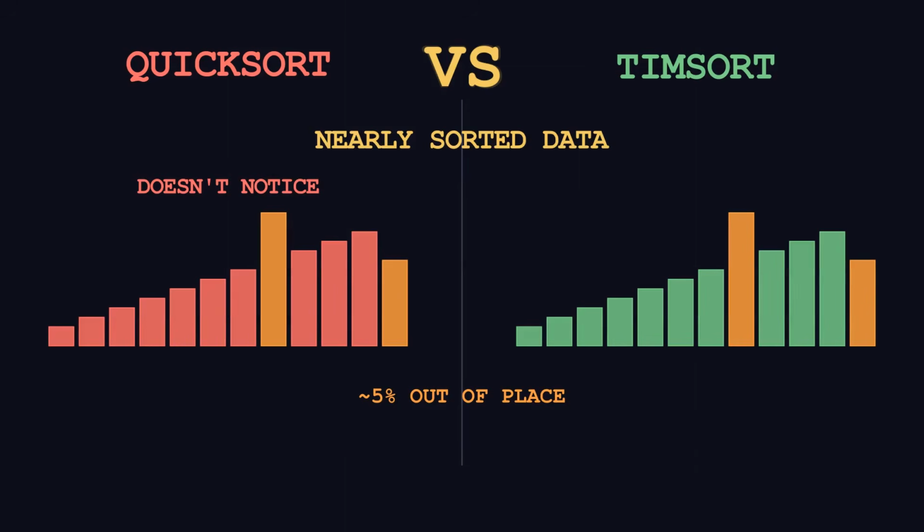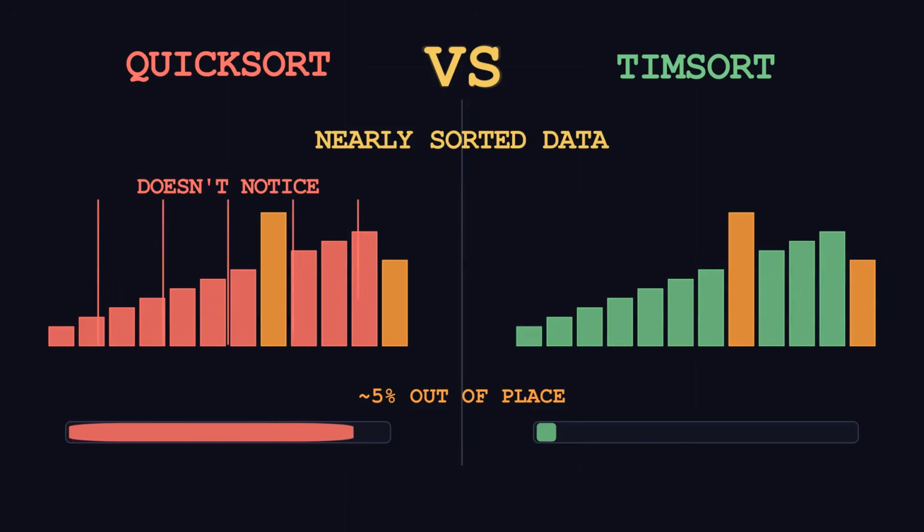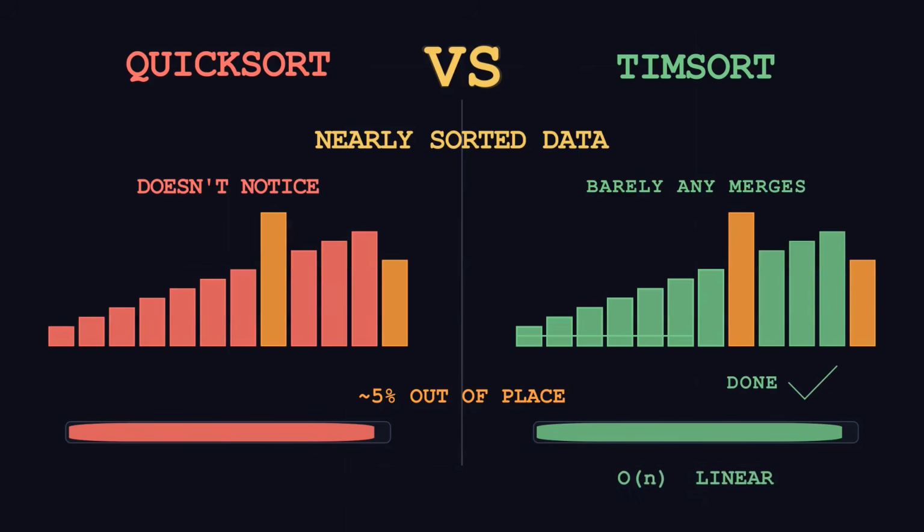Quicksort doesn't notice. It still does the full n log n work, partitioning and recursing through the entire array. Timsort? It finds the long sorted runs instantly, barely anything to merge. It finishes in almost linear time while Quicksort is still working.